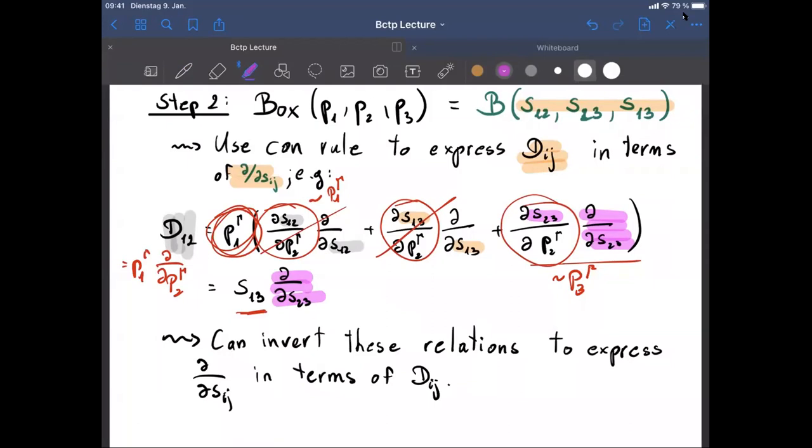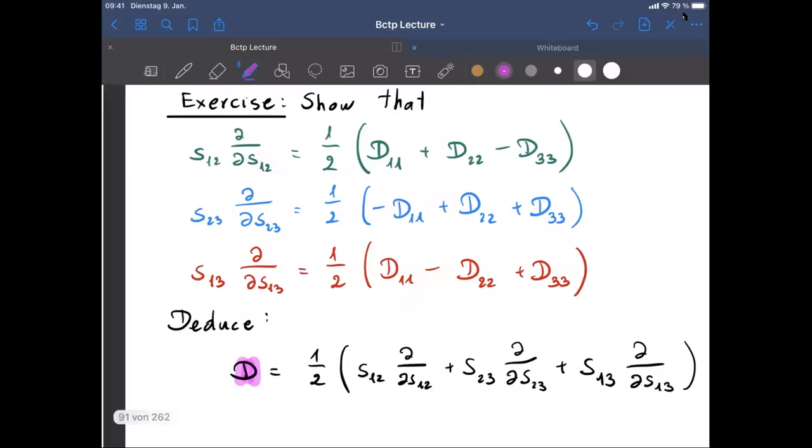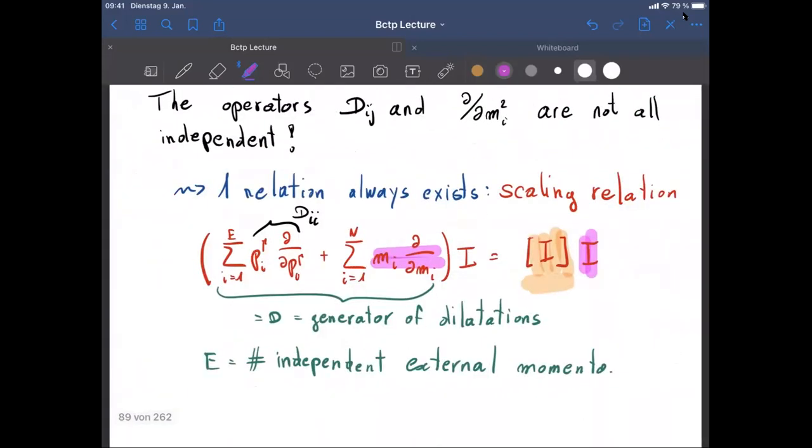And you can do this for every operator D_ij and write every operator D_ij, which are all Lorentz invariant, in terms of the Lorentz invariant operators differentiating with respect to the dot products. And you can invert these relations and you get relations like these. It's not particularly difficult. I leave it to you as an exercise that this operator D down here is actually this combination here. I should have said that. This is D.